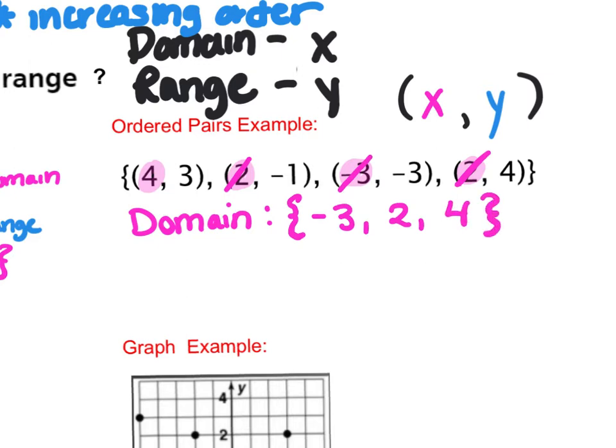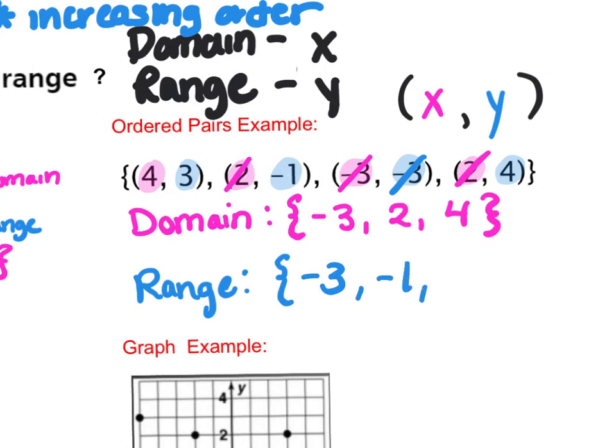Now for the range, I need to identify all of the y coordinates. So my y coordinates are 3, -1, -3, and 4. None of these numbers repeat, so I'm going to have to include all of them. Now if I'm listing them in order, the smallest of this -1, this 3, -1, -3, and 4 is -3. So I can write a -3. Then my next smallest would be -1. Then next I would have a 3. And lastly, I would have the number 4.